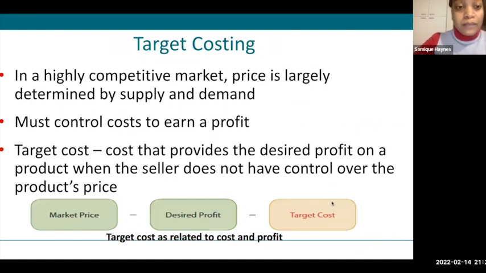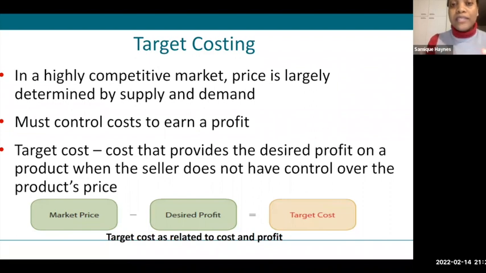So, target costing. Basically, you know how much you want to sell your product for. You have an idea of what you want the price to be, or what the competitors have set in the market. What is the price out there? And as the business, you're going to have to fall in line. So how much should my product cost so that I'm able to make a profit from the price that is already out there?